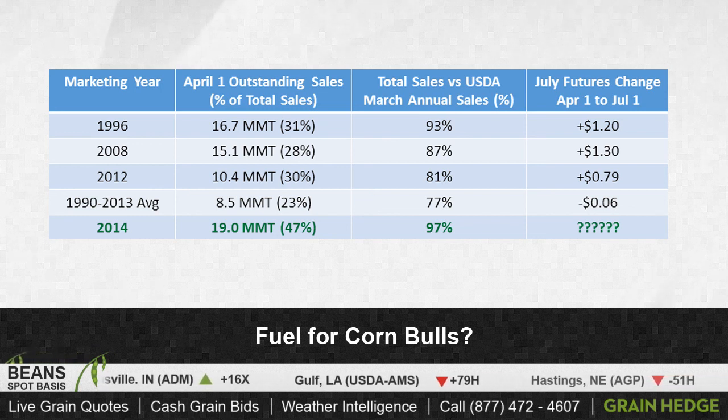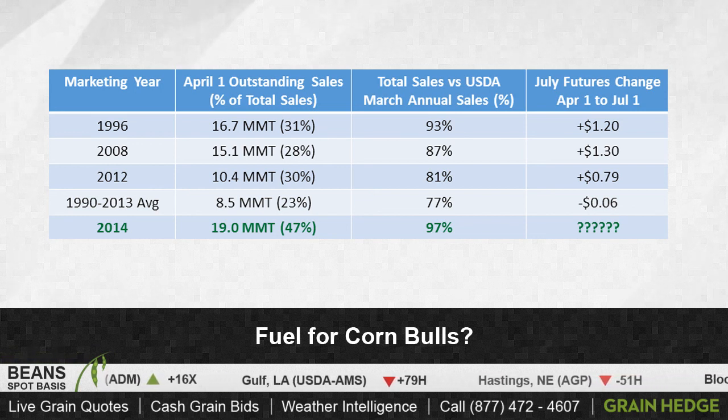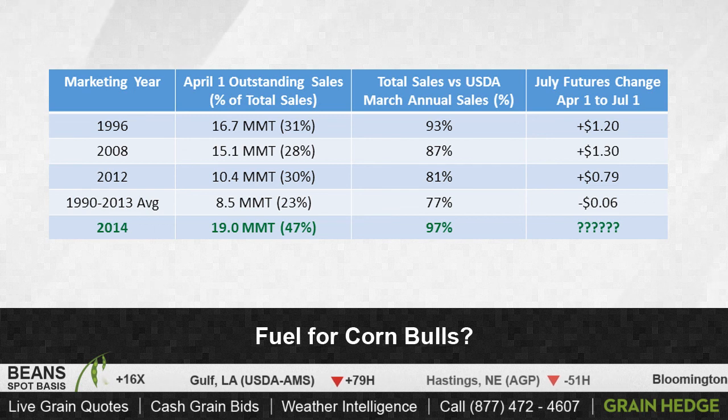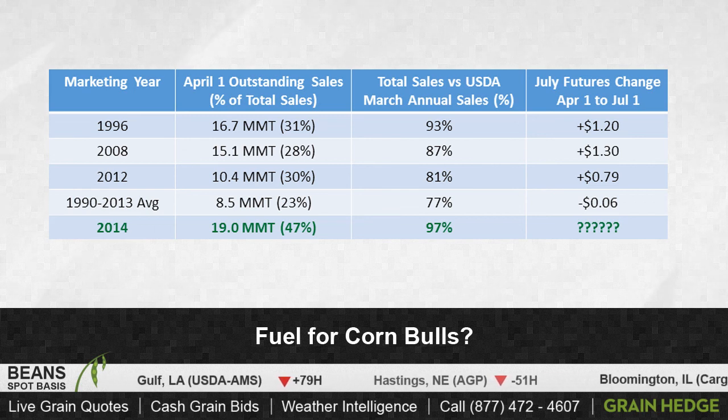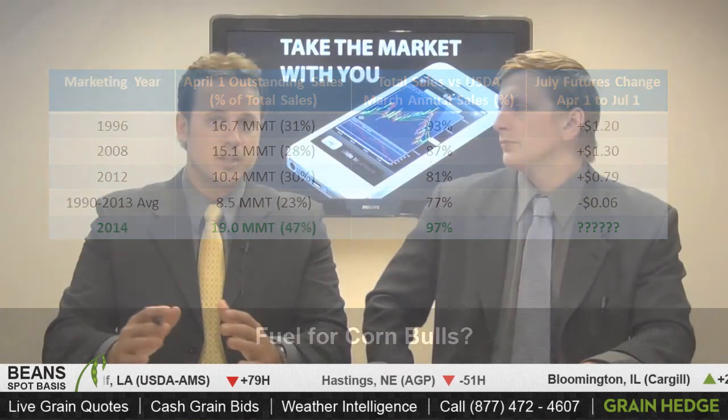Given history, and take a look at the top 3 lines here, 1996, 2008, 2012, you can see that we've had significant rallies in similar years. So I'm not saying that this is going to happen, but there's a pretty good chance that we could see something similar happen. So on the international front, we know that it's been supportive for corn. Domestically, what are we looking at right now as far as corn demand moving forward?